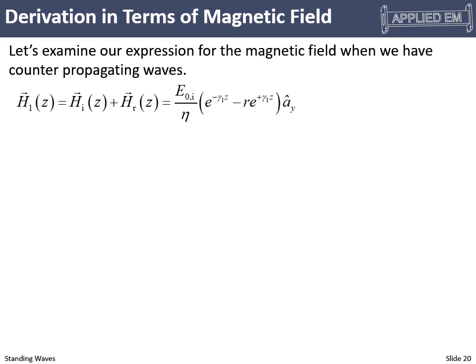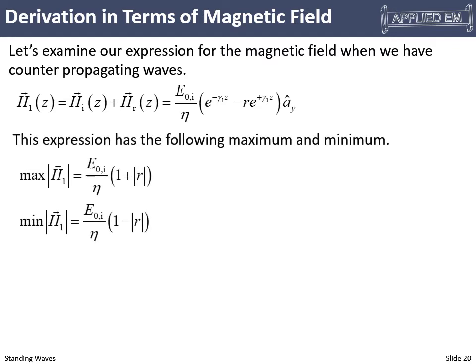Let's derive this in terms of the magnetic field. So we have our total magnetic field, which is the incident plus the reflected. We had this expression. The difference is we're leaving r as r now. We're not making it a positive or a -1. We need to get from this the maximum and minimum values of the magnetic field, and the same rules apply. So a maximum happens when we have a 1 plus r inside these parentheses, and a minimum happens when we have a 1 minus magnitude of r.